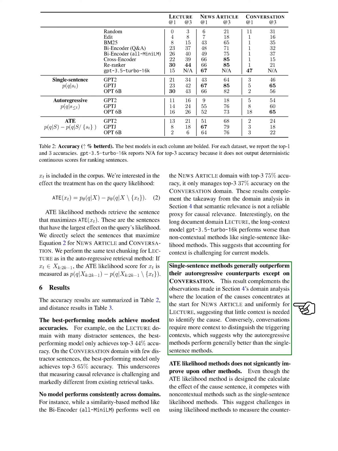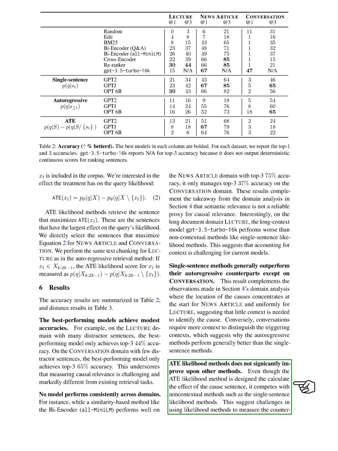Section: ATE likelihood methods do not significantly improve upon other methods. In this section, we discuss how the ATE likelihood methods don't really offer a significant improvement over other approaches. Despite being specifically crafted to assess the impact of a cause sentence, these methods are on par with simpler, non-contextual techniques like those that analyze single sentences in isolation. This observation points to the difficulties we face when trying to use likelihood methods for evaluating how a hypothetical scenario, represented by a sentence, would influence a query.